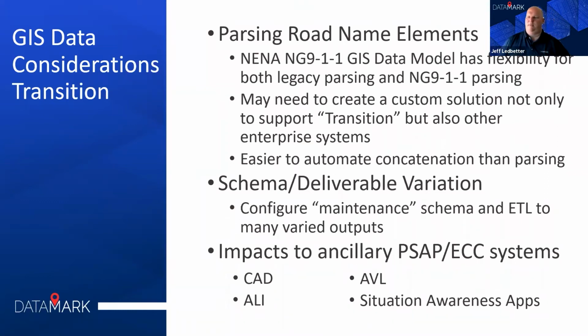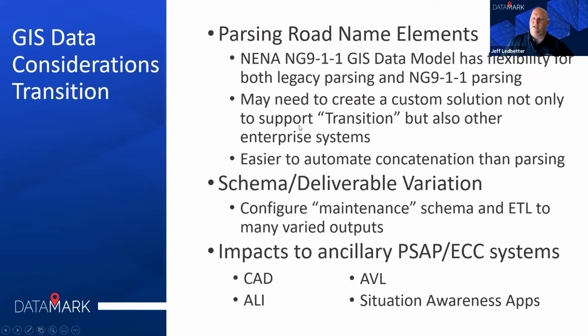And so it leads right into this idea of automation of concatenation or automation of outputs, the schema and deliverable variation. You're going to want to figure out, if you're in that situation, as the consummate GIS professional that you are, how do I maintain one schema, one data set, and have a set of automated ETLs, or extract, transform, and load scripts and automation, to put out many varied outputs.